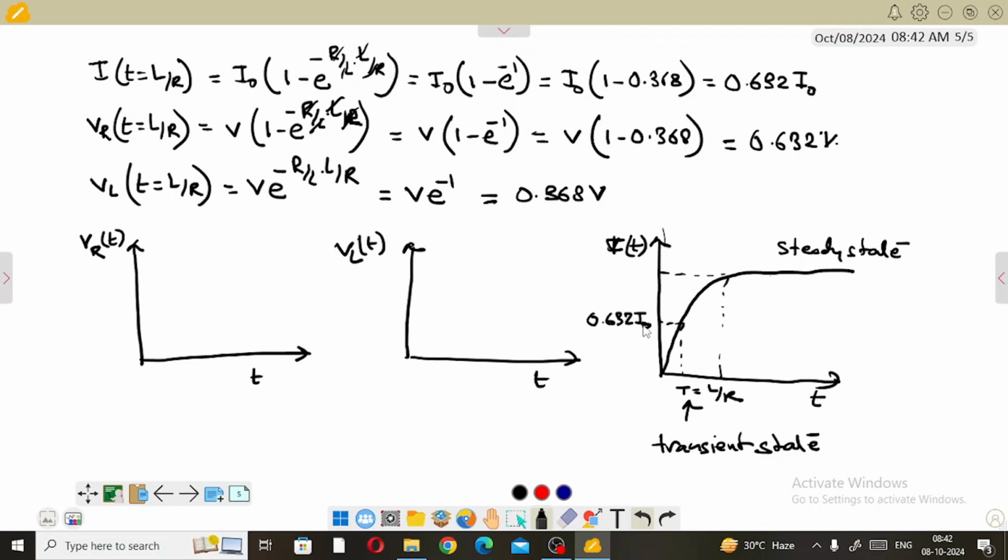Similarly, if I come to the voltage, same equation, so it will go up, build up, and again it will be a straight line. This is my transient state, and this is my steady state. Steady state is the state where voltage and current with respect to time become constant, and transient state is called a variable state where voltage and current vary with time.